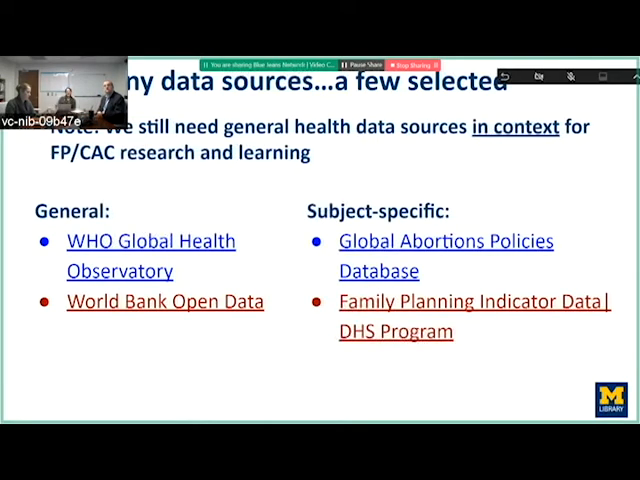Some of the ones that I'm going to go over are some of the general ones and just a few subject-specific ones. One thing, again, to review is we still need these general health data sources in context when we're looking at FP and CAC research and learning. We need to know the Global Health Observatory data sets. We need to know how the World Bank open data can help us. We also want to be aware of some of the other subject-specific content.